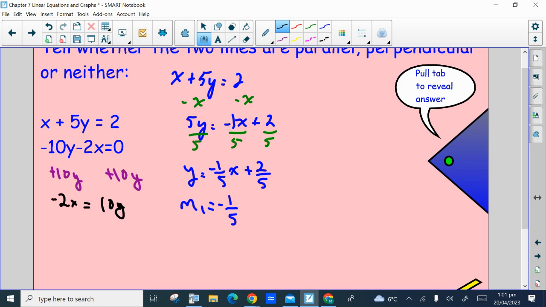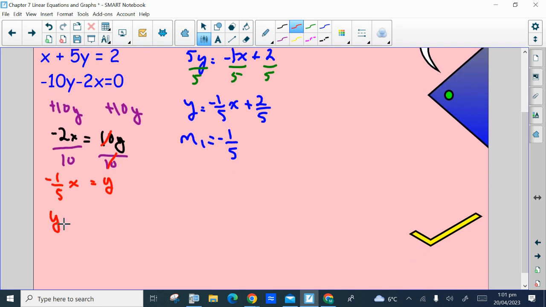Are we done, Sophia? Do we know what the slope of this line is? No, because we have to get rid of the 10. We're going to have positive y by itself. So we would divide both sides by 10. And on the right, the 10s cancel. 10 divided by 10 is 1y, or just y, equaling negative 2 over 10, which is negative 1 over 5x. And that's the same thing as saying y equals negative 1 over 5x.